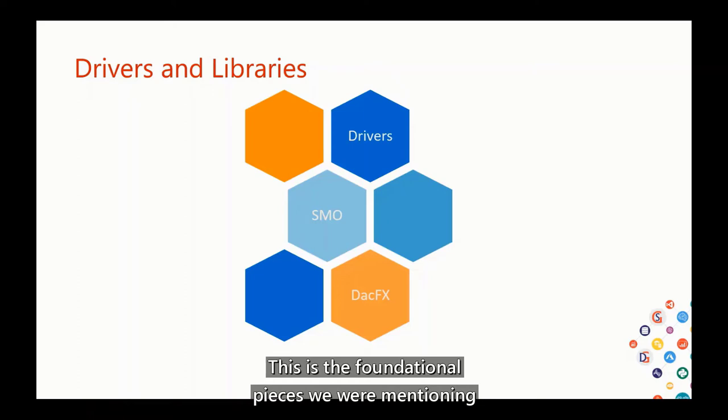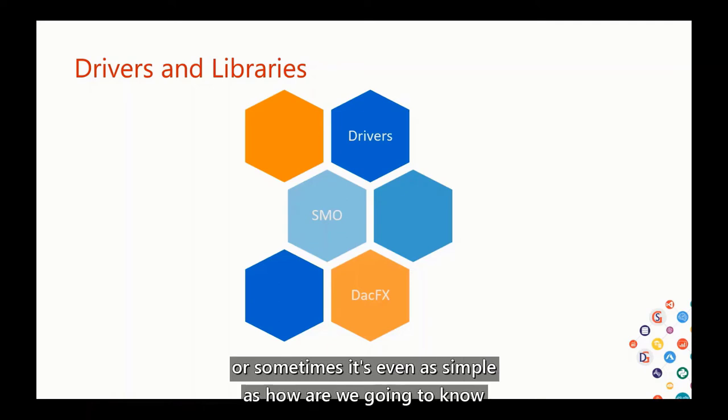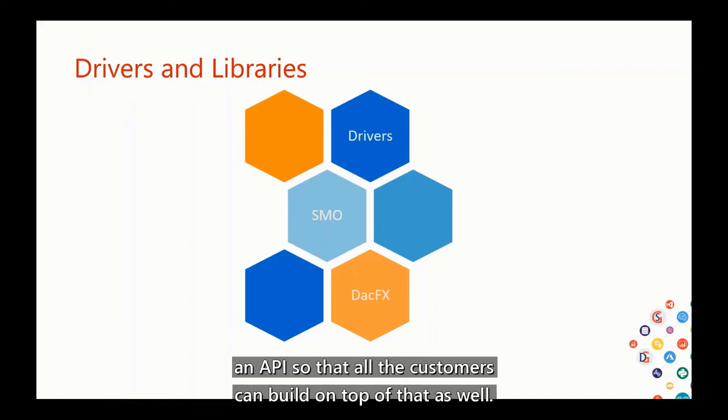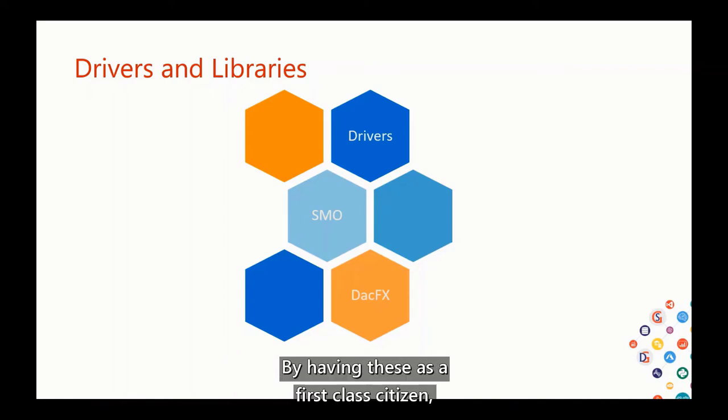And this is the foundational piece, as we were mentioning in the beginning, that enables us to have discussions earlier with those feature teams building out either T-SQL syntax or DMVs, or sometimes it's even as simple as how are we going to know a given SKU or a given version of the engine is the right thing? We want to be able to provide that within the API so that all the customers can build on top of that as well. By having these as first-class citizens, it really helps us have those conversations earlier with a really customer-focused angle.